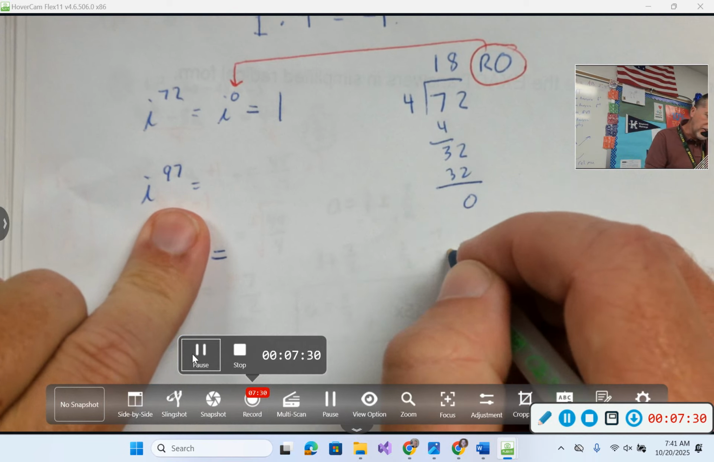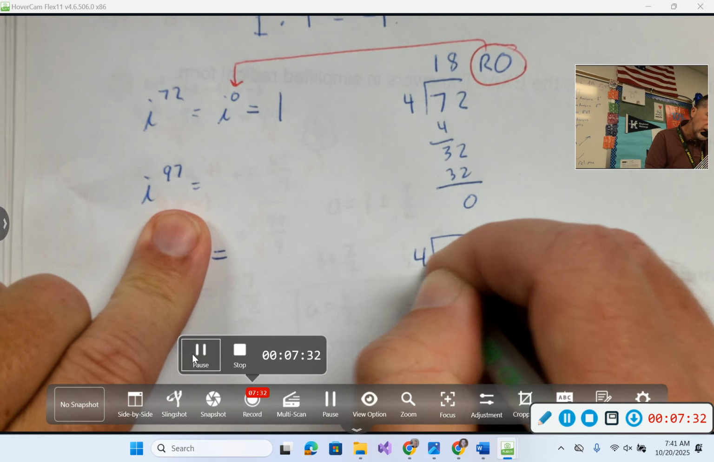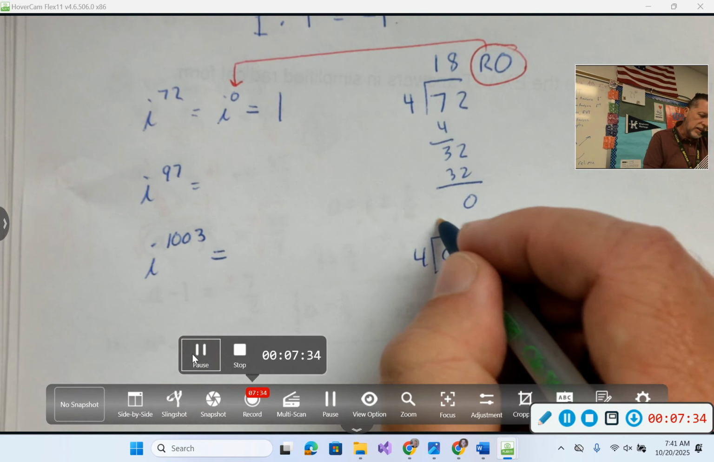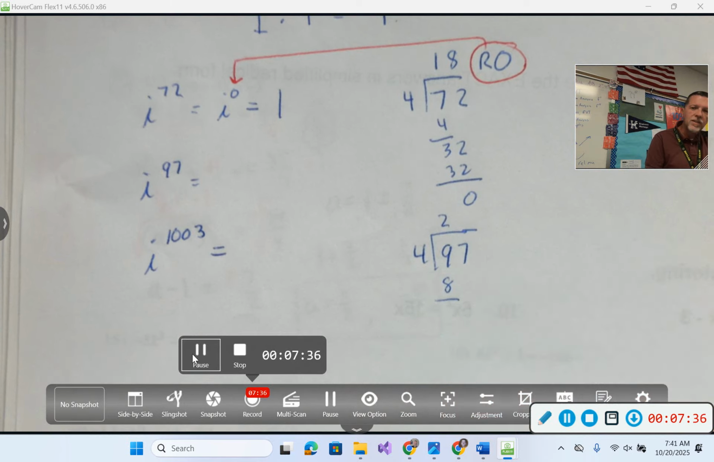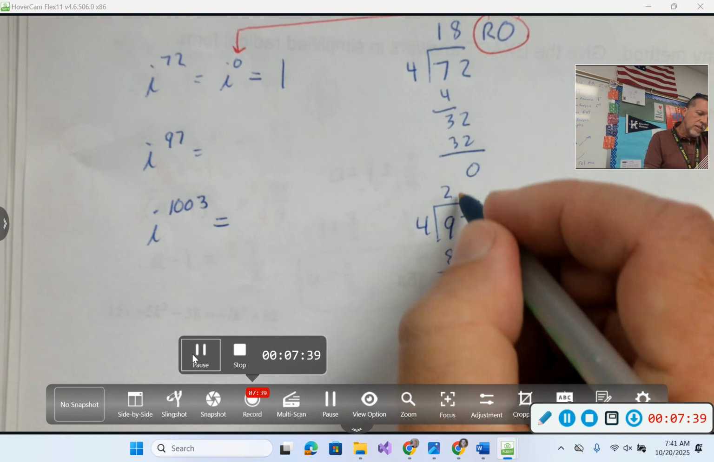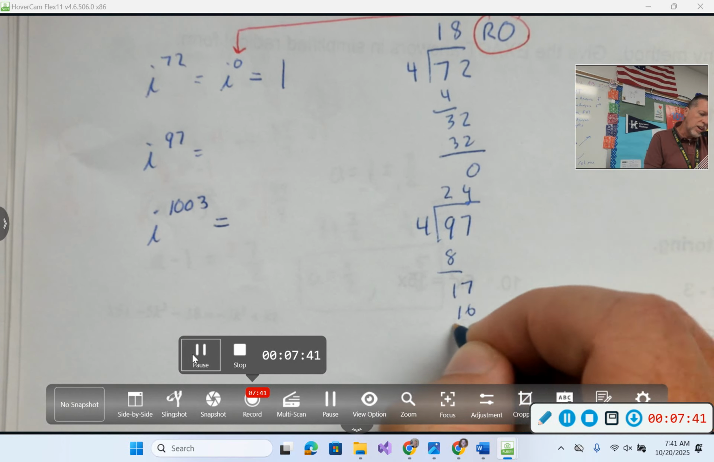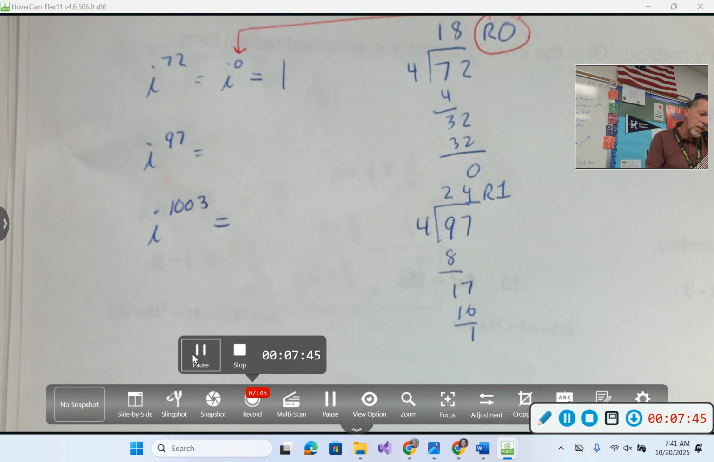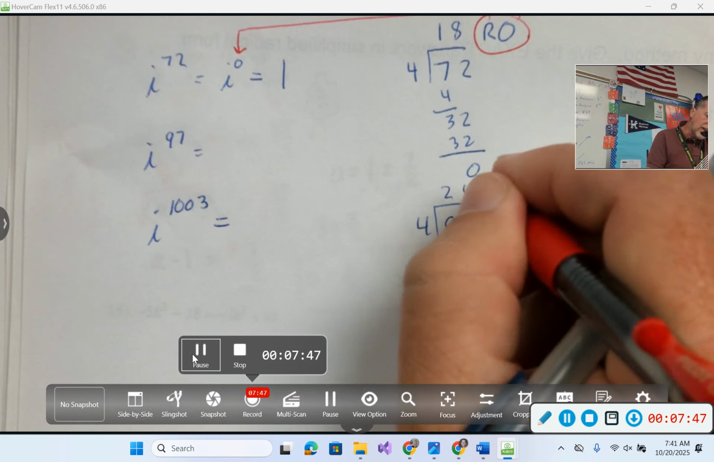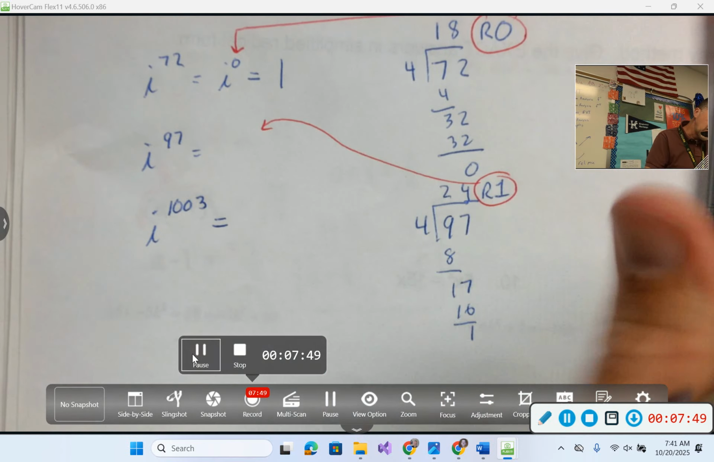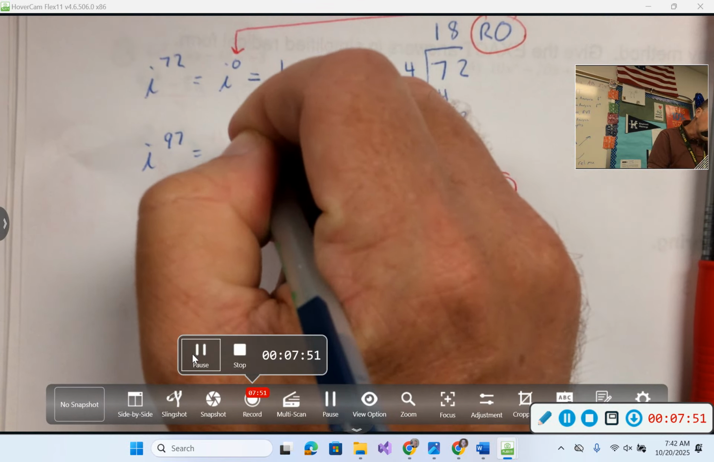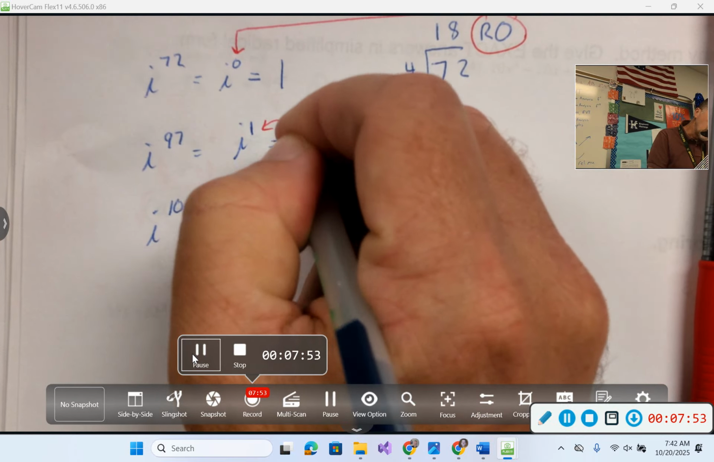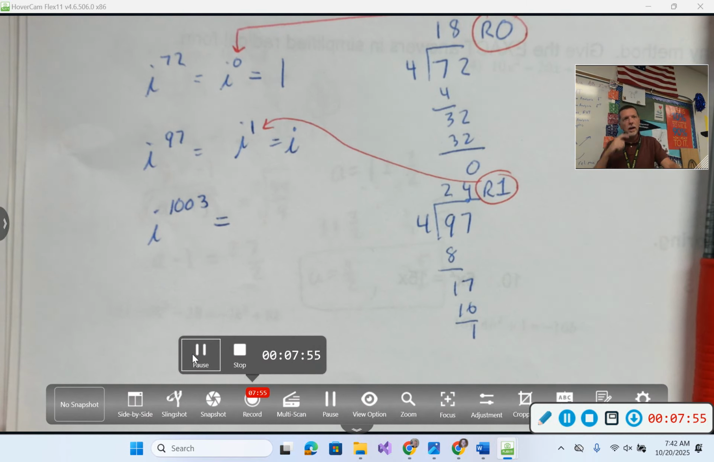Let's do 97 divided by 4. 2 times 4 is 8. 4 times 4 is 16. What's my remainder? 1. So that means i to the 97 is the same thing as i to the first, which would just be i.